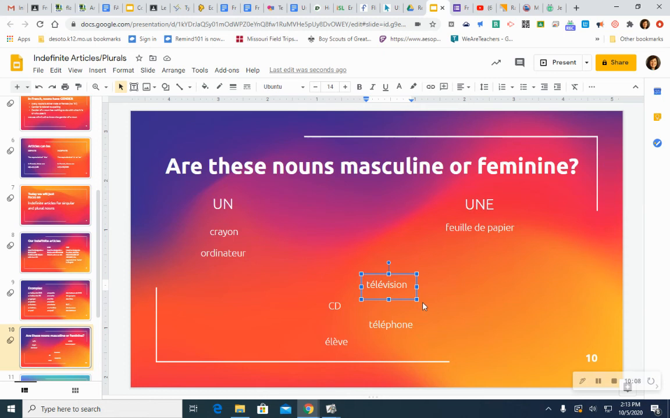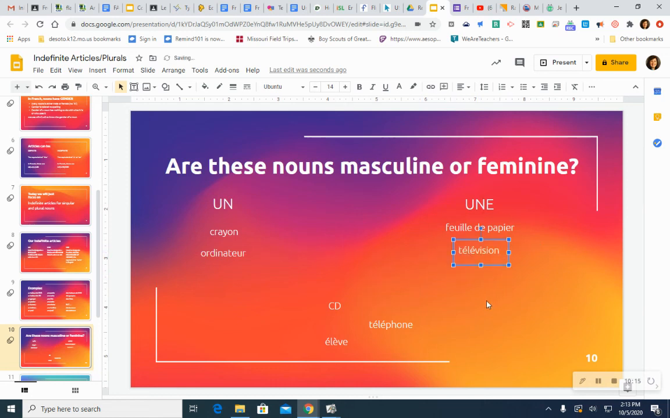Okay. Télévision. Télévision is actually feminine. It doesn't have the telltale E at the end, so luckily whenever you learn the word télévision, it will have une in front of it. You might also see it as just télé, a shortened word, une télé. CD, compact disc. This is masculine. Un CD.